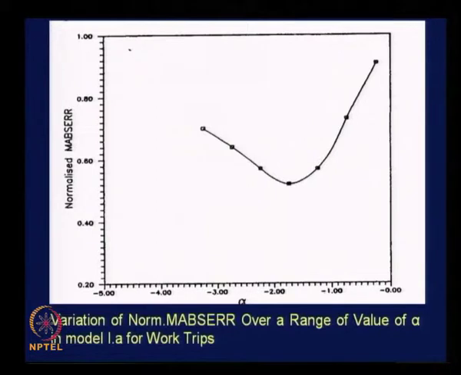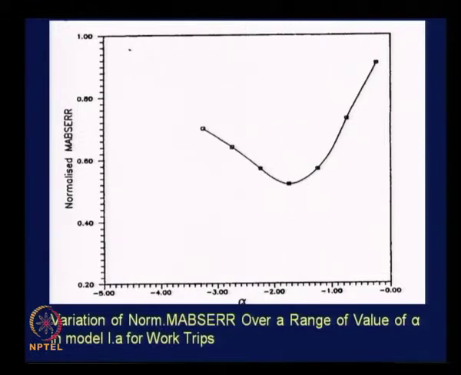variation of normalized mean absolute error over a range of values of alpha for model 1a, right. I hope all of you remember the model 1a formulation, it is a doubly constrained gravity model, Dij power alpha, a simple polynomial function, right. So how many trial values of alpha have been tried? 7 trial values of alpha, 1, 2, 3, 4, 5, 6, 7 values. We have tried with 7 values of alpha.